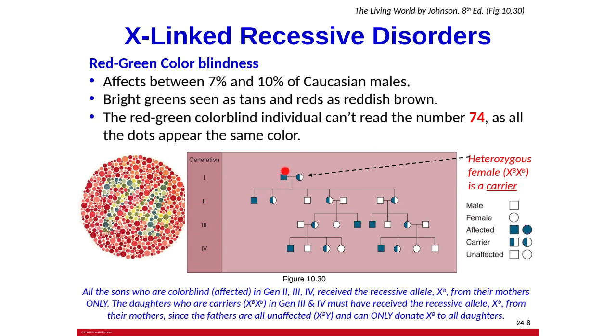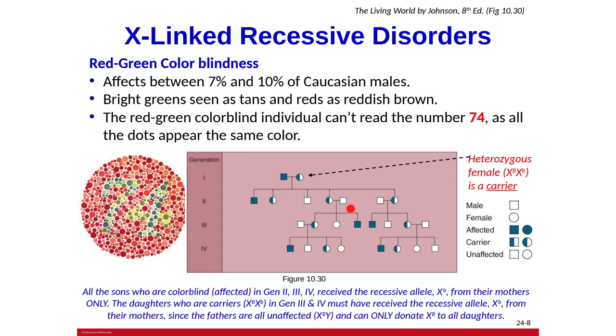Now, this male here in generation 1 cannot pass the defective gene, the one for color blindness, on to the next generation of males, because he has to pass his Y chromosome along. So this male here is colorblind, not because of the father, but because of the mother, because she's a carrier. Now let's look at what happens in the next generation.